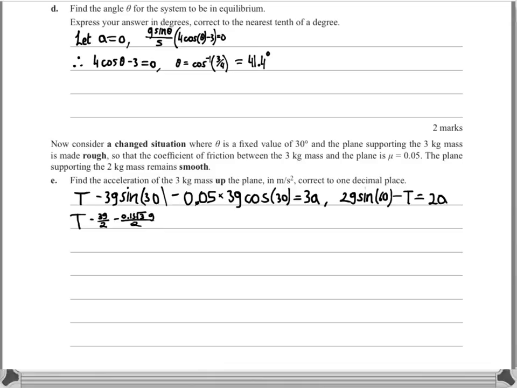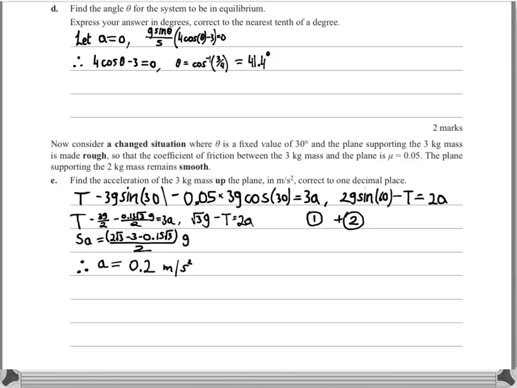And by simplifying a little bit, there's the 2 when I evaluate the sines and the cosines, and then adding them together, it gives me this for 5a. Okay, and there's the common factor of g there that I've taken out. And then I evaluate that expression in the calculator, and I get 0.2 meters per second squared for the acceleration up the plane.